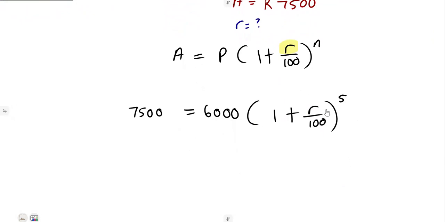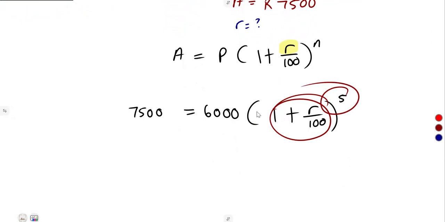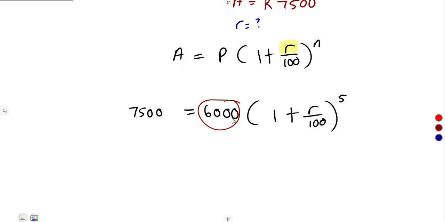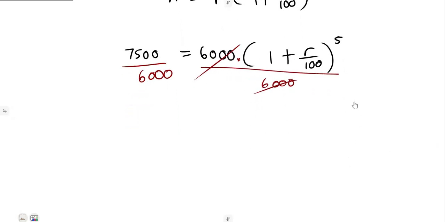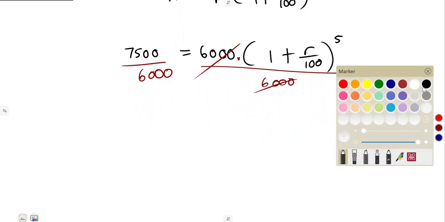How can we find our R? It is inside the bracket. There is an exponent, this and that. So we must get rid of, let's start with the 6,000. 6,000 is outside of the bracket. This is a product. So you can easily divide by 6,000 to get rid of it. Divide by 6,000, like this. So this is what you're going to have. I want you to look properly at this question. You're almost done.